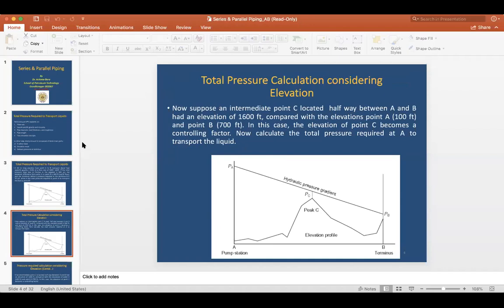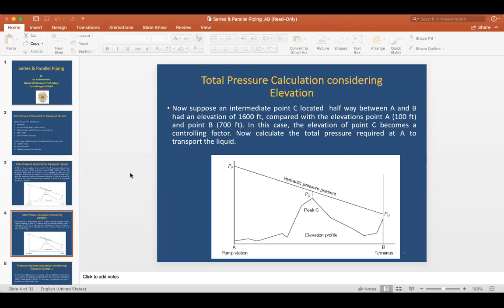Let's see. Now, suppose an intermediate point C is located halfway between A and B. So if it is a 50 mile pipeline, then at the 25 mile there's an elevation, okay? And this total elevation is 1600 feet compared with point A. So at A there's 100 feet elevation, and at B there's 700 feet elevation, okay? And so C becomes a controlling factor. Now, how to calculate the total pressure required at A to transport the liquid?